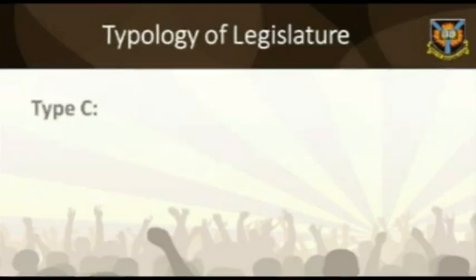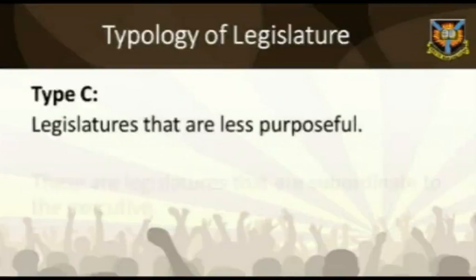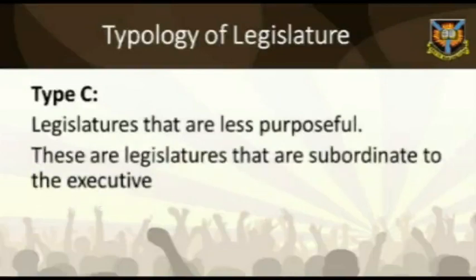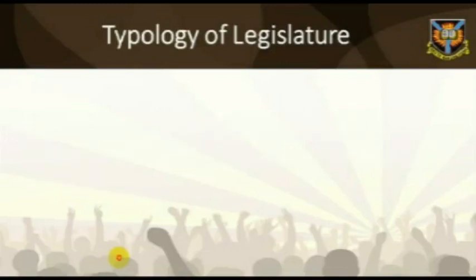Type C. In this case, we have legislatures that are less purposeful. These are legislatures that are subordinate to the executive. They don't have any minds of their own. They always do the order of the executive. They are rubber stamp legislatures.